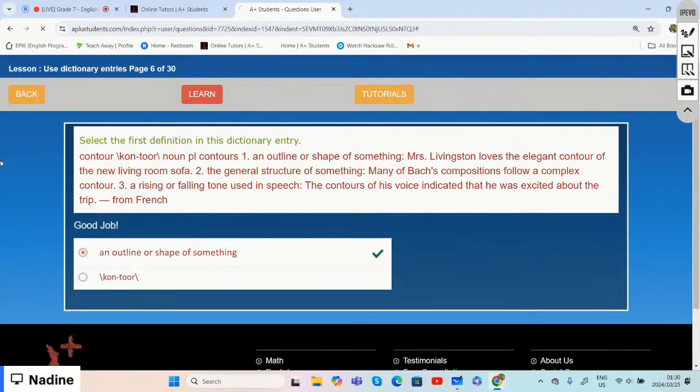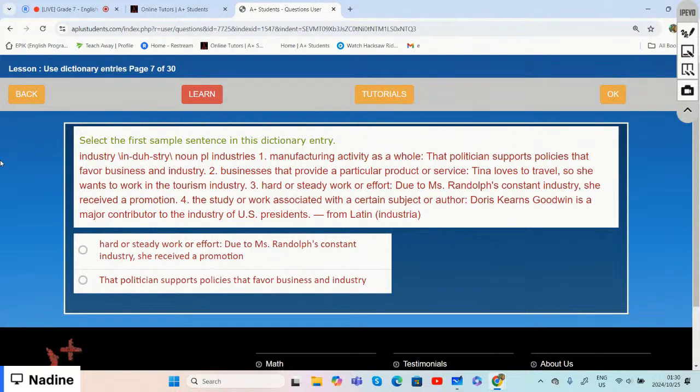All right. We need to select the first sample sentence in the dictionary entry, the first sample sentence within the entry.